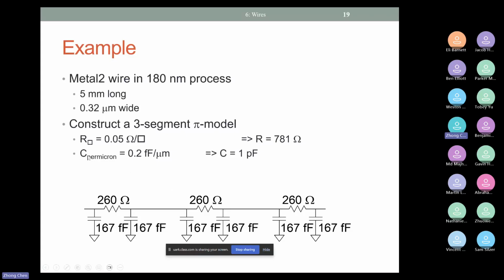Using the same method, you can calculate the capacitance. As I mentioned before, the capacitance value is 0.2 femtofarad per micron, so you can use that value to estimate your delay.